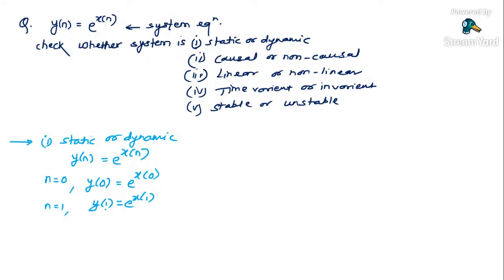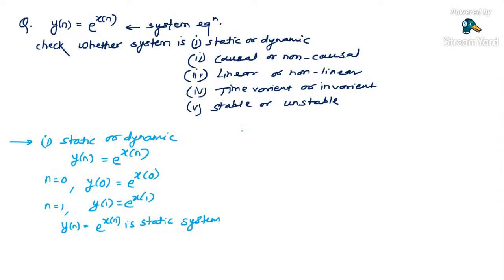Means see, the current output depends on the current input only. Means at the 0th location, for the 0 value, the output comes as y of 0. So this system is a static system. So y of n is equal to e raised to x of n is a static system.